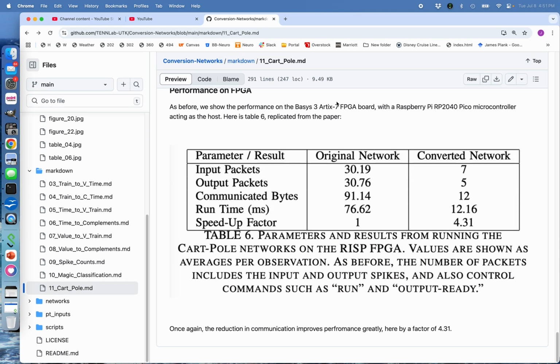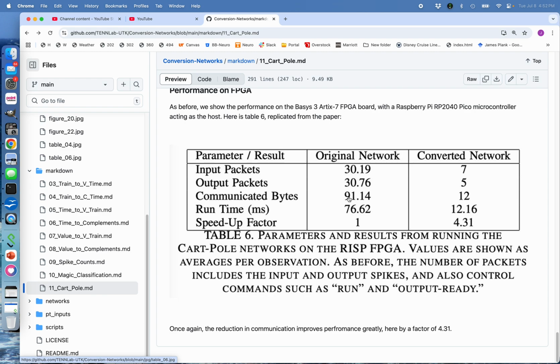Let me just show our performance results again. I rendered each one of them to an FPGA, and ran it on a Basys 3 FPGA board. The host, again, is a Raspberry Pi microcontroller to keep things smoking fast. And what we get, again, in the original network, we have roughly 30 input packets and 30 output packets per time step, whereas in the converted network, we have 7 and 5. Again, there are run calls. There are some things in there that are not just the input spikes, but there are a couple more things in there.